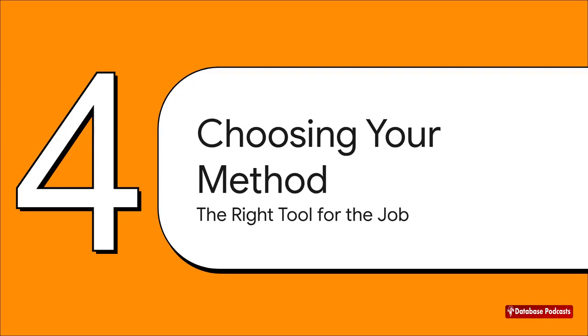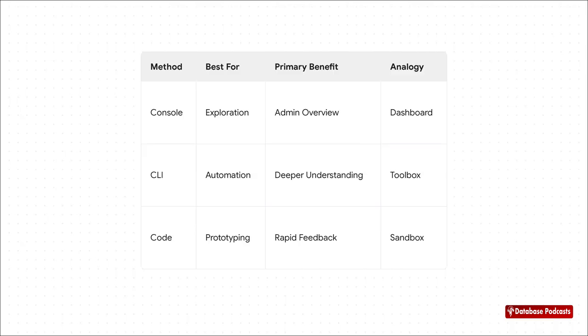So we've walked through the 3 doors, the console, the CLI, and code. But how do you know which one to pick? Well, it's all about choosing the right tool for the job you're doing right now. Let's wrap this all up with a simple analogy. Think of the console as your car's dashboard. It's perfect for a quick visual overview and handling basic tasks. The CLI is your toolbox, filled with specialized tools for automation that help you really understand how the engine works. And finally, code, especially in a notebook, is your sandbox, a creative space to build things, test ideas, and get that super fast feedback.